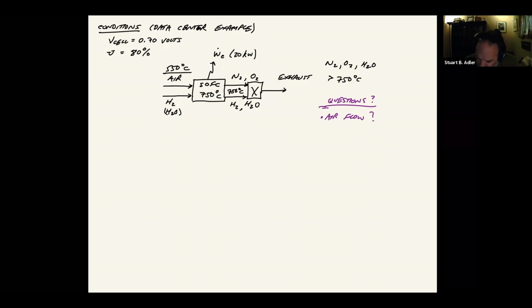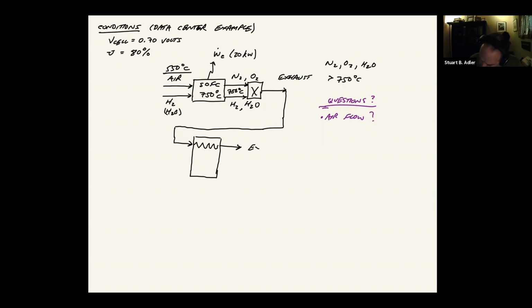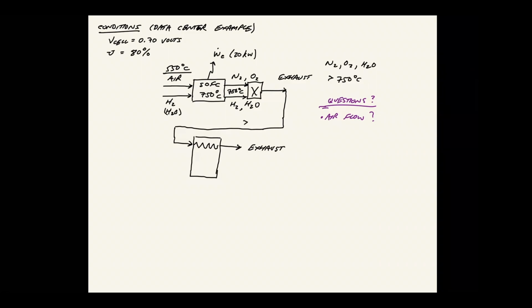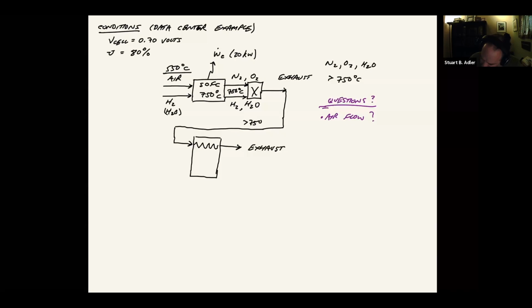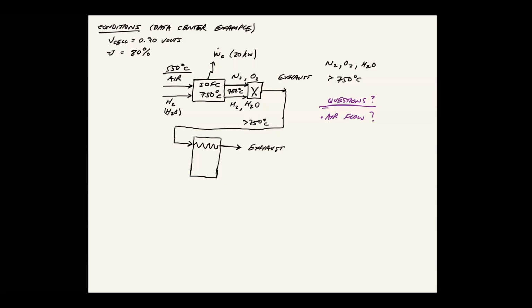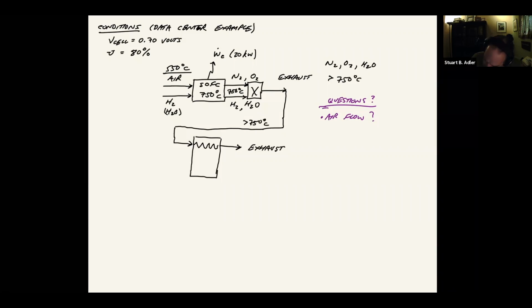So imagine we take that stream, take it over here, and I'm going to put it through a heat exchanger. This temperature here is greater than 750. The main point of this heat exchanger is I'm going to dump that heat somewhere else. Where do we need some heat? You could use it to heat your input streams. Let's do that.